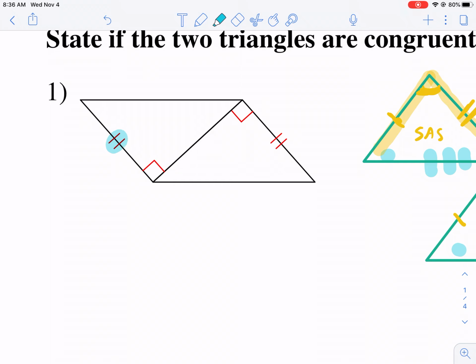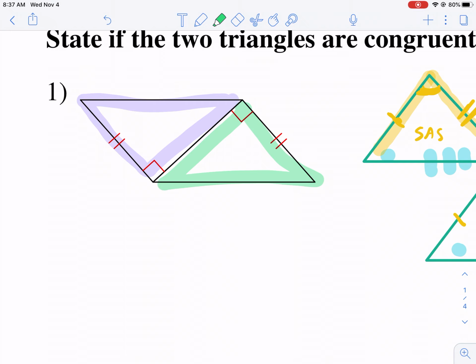Actually, I need to rewind a second. Okay, hold on. We've got the shape here. How do I know we're talking about triangles? Well, we should probably highlight our triangles. So let's mark this one in purple, and let's mark the next one in green. So we have a green triangle and a purple triangle.